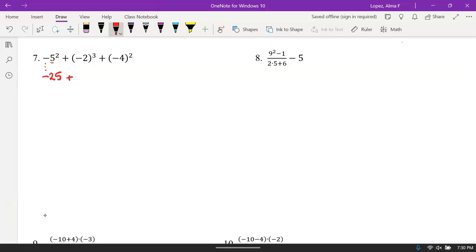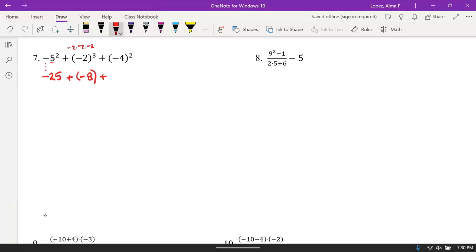Plus, and again, the first thing, I didn't even say it, the first thing we take care of in this problem is the exponents. Now, I have a negative 2 multiplied by itself 3 times. I want you to tell me the sign first. 3 negatives, that's going to multiply out to be a negative, isn't it? And 2 times 2 times 2 is 8.